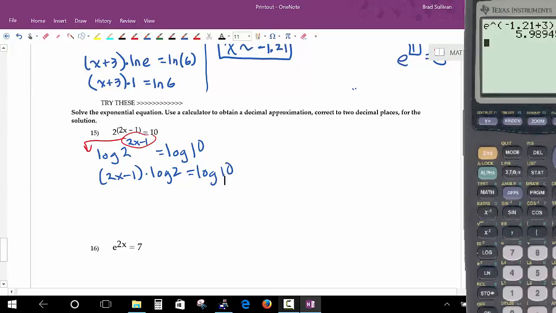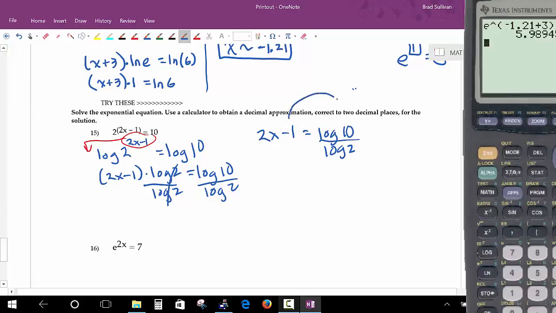How do I get rid of log 2? I don't want it to be there, so what do I do? Good, I divide by log 2, divide by log 2. So I cancel my logs out, yes or no? No, don't dare do that. I see that with my calculus 3 students still. Don't do it. It's ridiculous. So what you have is 2x minus 1 equals log 10 over log 2. Leave it alone. You can't do anything with that.